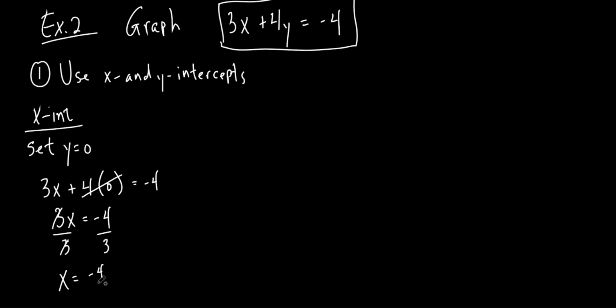X equals negative 4/3. You know what? This is a terrible equation to use for using the x and y intercepts. Let's try this again, because we're going to have to put negative 4/3. I'll show you why it's terrible. Because look, what is negative 4/3? Well, it's the same as negative 1 and 1/3. Do you really want to graph that?